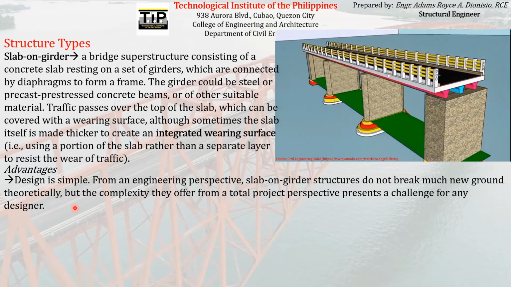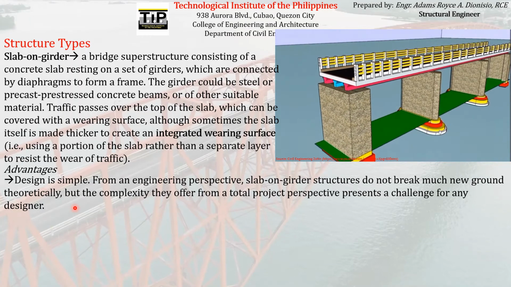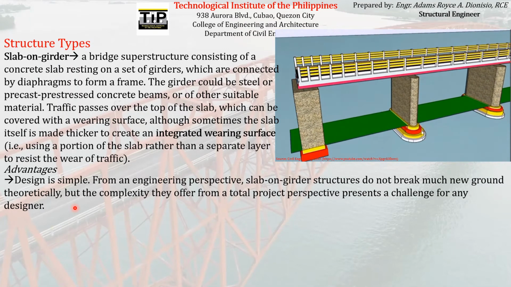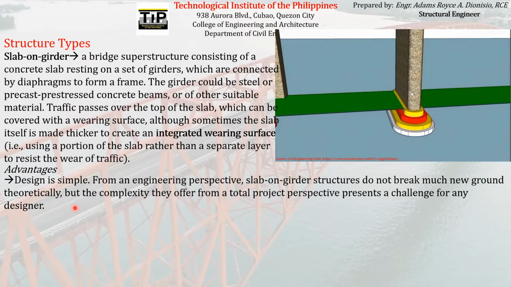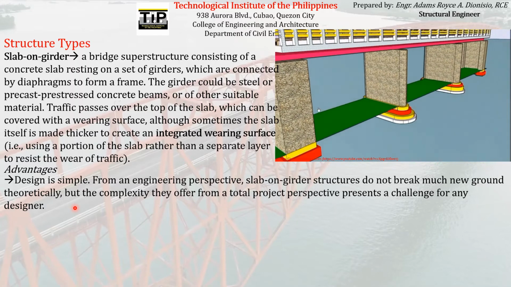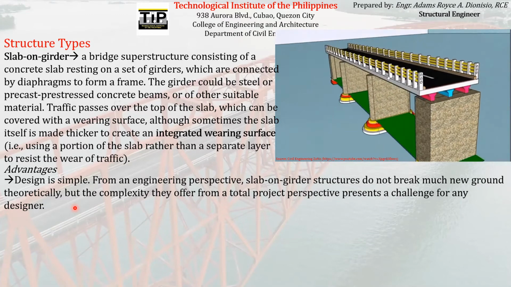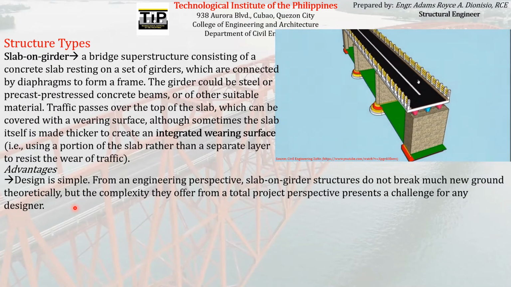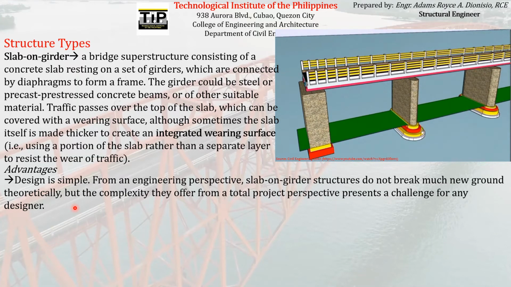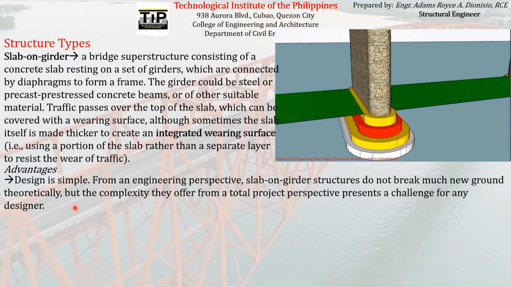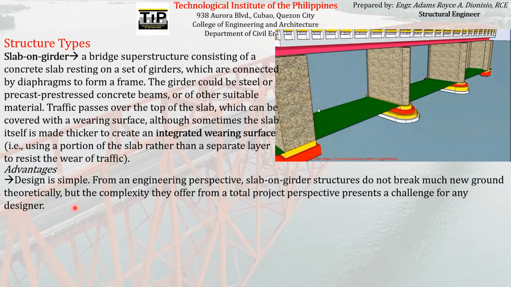It's because its design is simple. You don't need additional knowledge to be able to design a slab on girder. You can use the knowledge that you have learned from the previous designs that we usually encounter in civil engineering, like design of reinforced concrete, design of pre-stressed concrete, or design of steel members. You don't need additional theoretical background just to be able to design slab on girder. And that fact is actually an advantage of using slab on girder type of bridge structure.